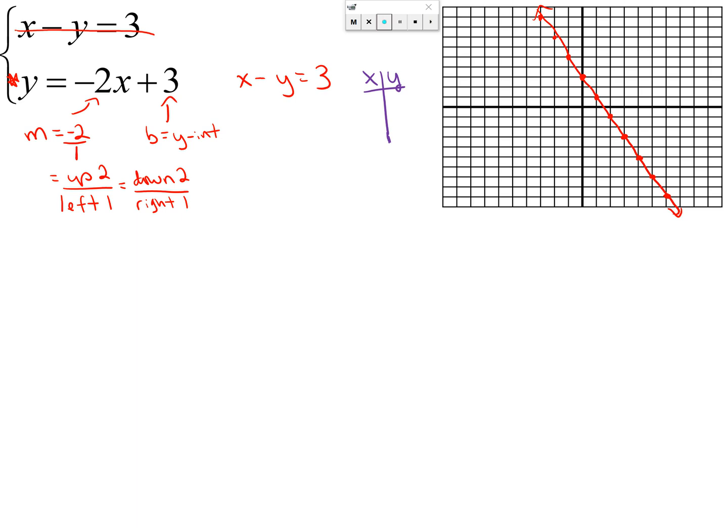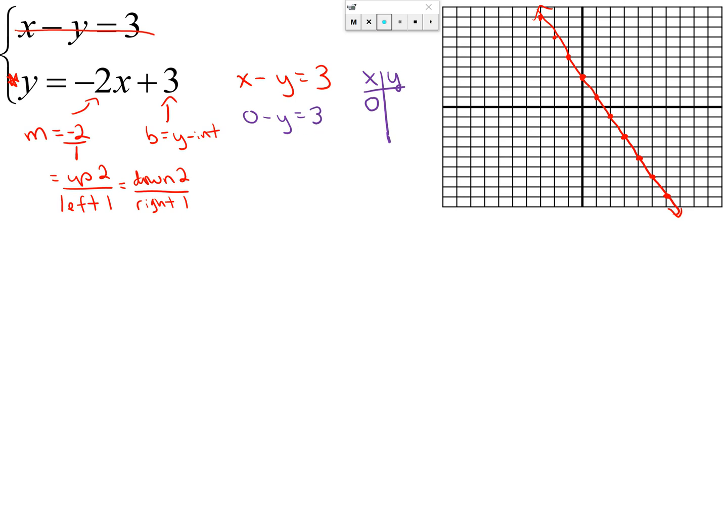And it doesn't matter which one you put 0 in for first. Doesn't matter at all. For a lot of you out there, I know you're choosing to put 0 in for x first. Okay, fantastic. Let's do that. If I put 0 in for x, what happens to the x?